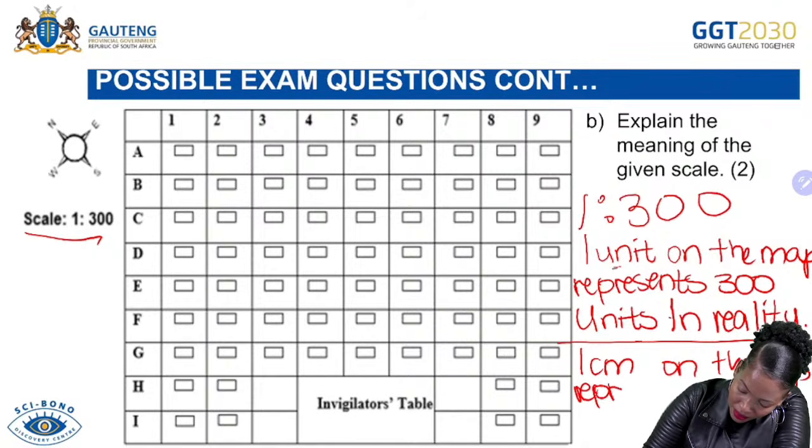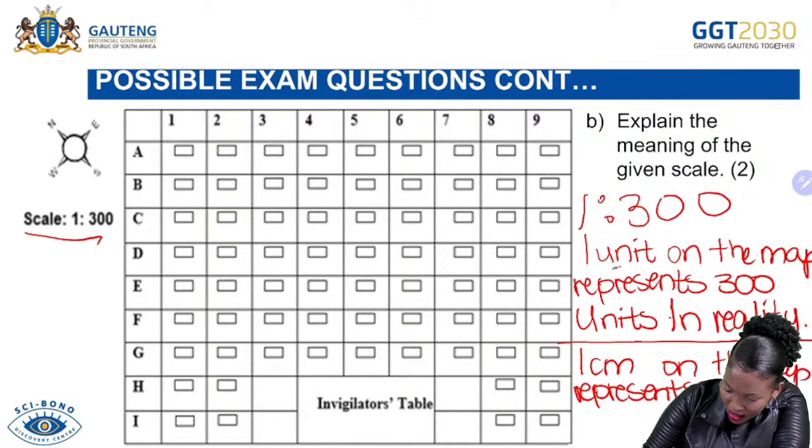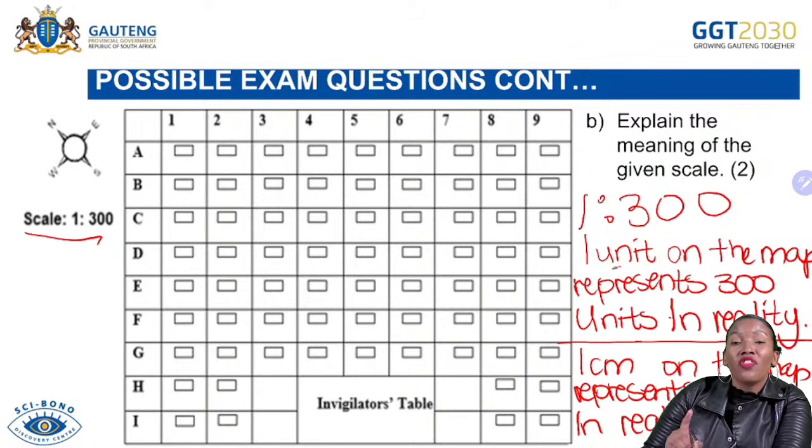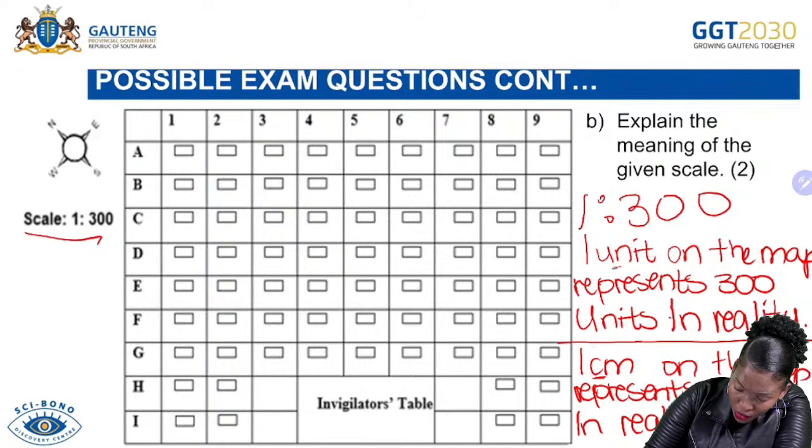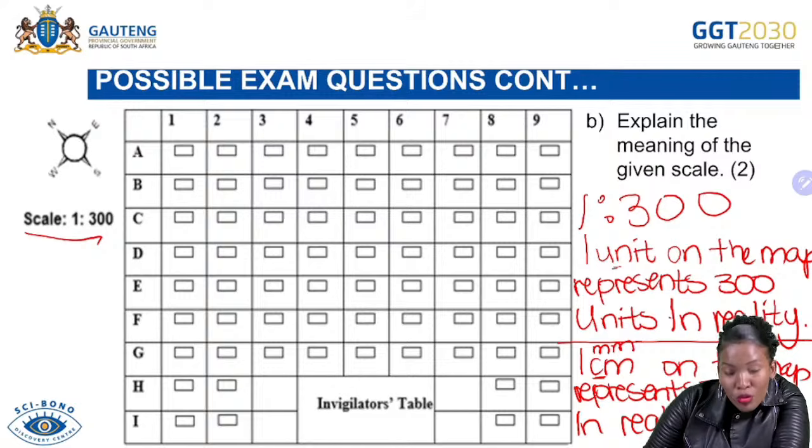represents 300 centimeters in reality. The most important thing, guys, here is that the units must be the same. If you use centimeters here, even here it must be centimeters. If you want to use millimeters, you can say millimeter, but even here now it must also be millimeters. So whatever units that you decide to use, it must be the same units.